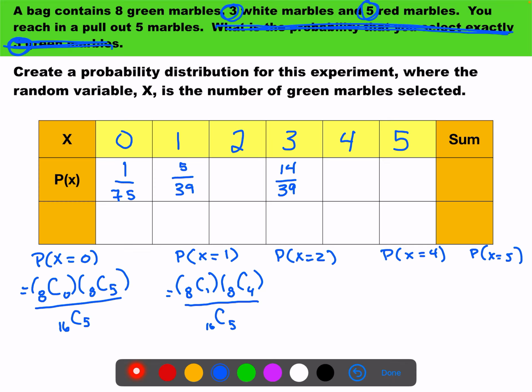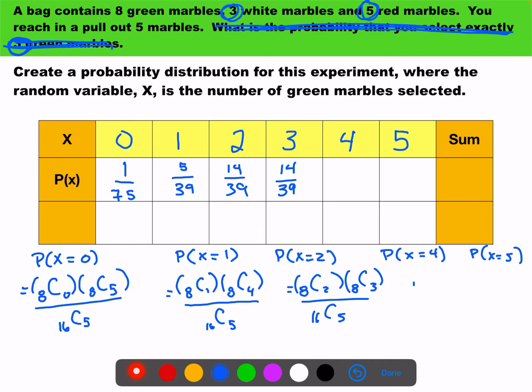For 2, you have to change this number to a 2. So I'm going to end up with picking 2 green marbles, picking 3 from the 8 other colors. Again, still over top of 16, choose 5. And we should have got 14 over 39.